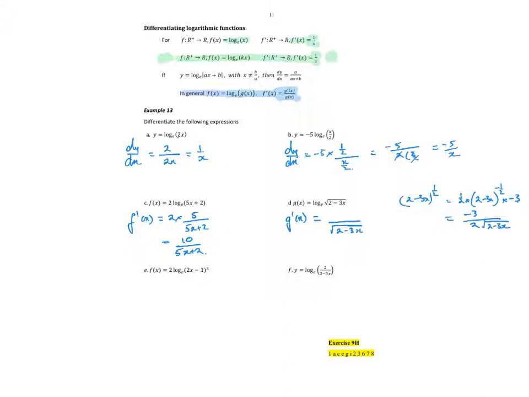So that means I'm going to get -3 on 2 over the square root of 2 minus 3x. So let's bring everything into the denominator. -3 over 2 root 2 minus 3x times 2 minus 3x. So that's the same term squared. -3 over 2 times 2 minus 3x. So it's just as easy to leave it in that form there.